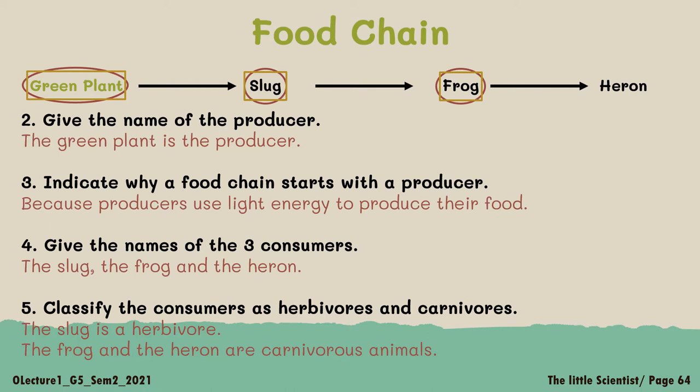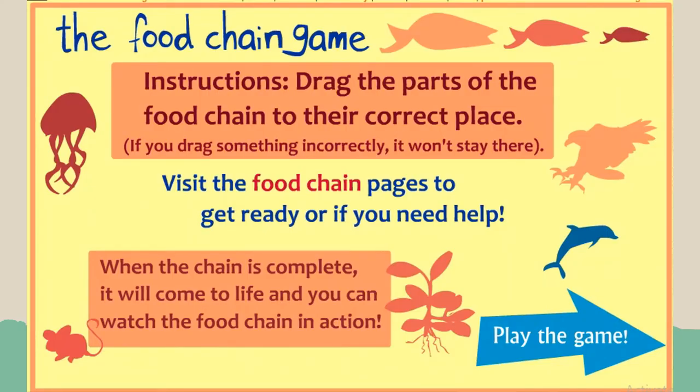Again, when the heron feeds on the frog, the energy in the frog moves to the heron. In game instructions: drag the parts of the food chain to their correct place. If you drag something incorrectly, it won't stay there. Visit the food chain pages to get ready or if you need help. When the chain is complete, it will come to life and you can watch the food chain in action.